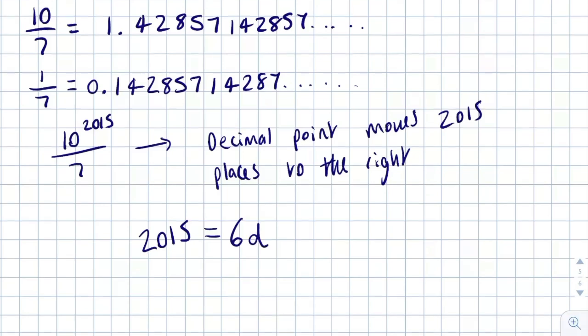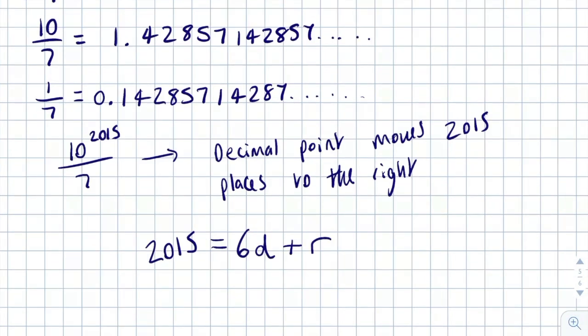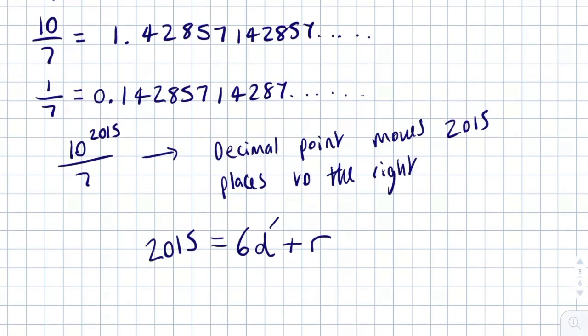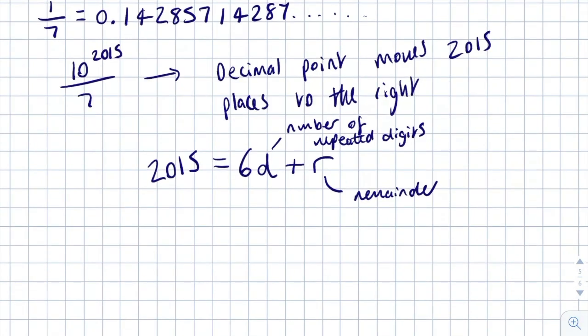So we could say that 2015 is equal to the 6 repeating digits multiplied by the total number of repeating digits, which we'll call D. So I know that 2015 divided by 6 is not going to give me a whole number, it's going to give me a remainder. So I can rewrite the equation as 2015 equals 6D plus R. So D is my number of repeated digits, and R is my remainder. So now I need to try and find values for D and R. Well, that's easy because I can just do 2015 divided by 6.